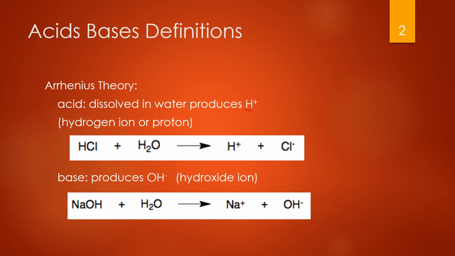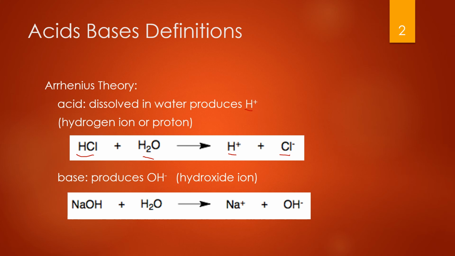So in this example here, we can see HCl, which is actually hydrochloric acid. When we add it to water, it dissociates into H+ and Cl-. So the fact that it produces that H+ ion, that proton, it is defined as an acid.